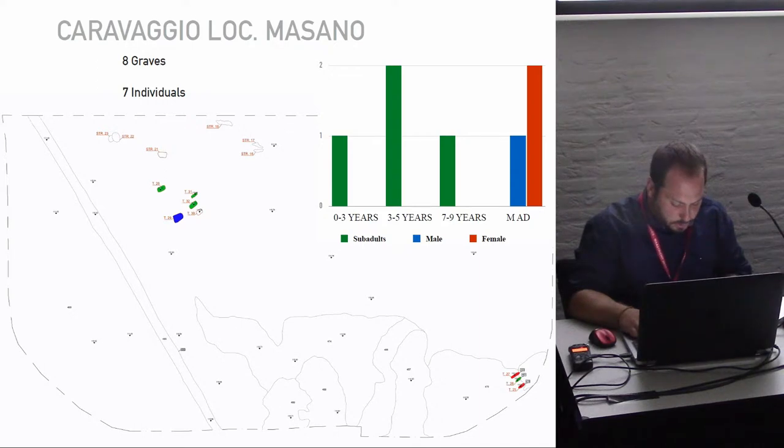Therefore, we can assume that this cemetery was composed of little groups of graves, probably related to different families. The 3 adults are mature adults, whereas the children's ages range from 2.4 to 7.9 years old. We don't have more information about the health status because the bones are very fragmentary.